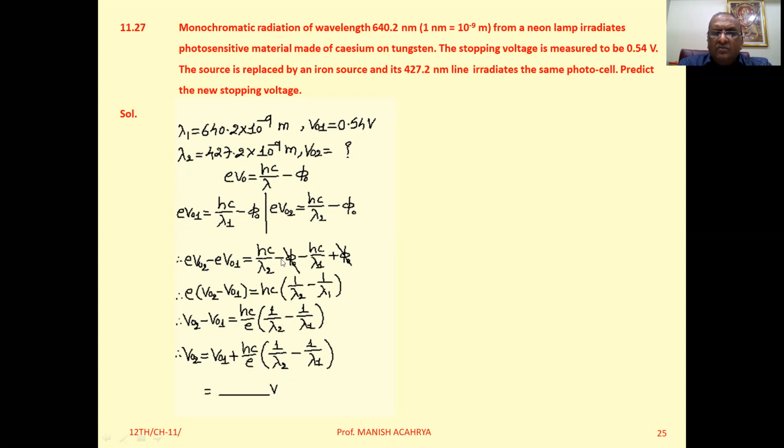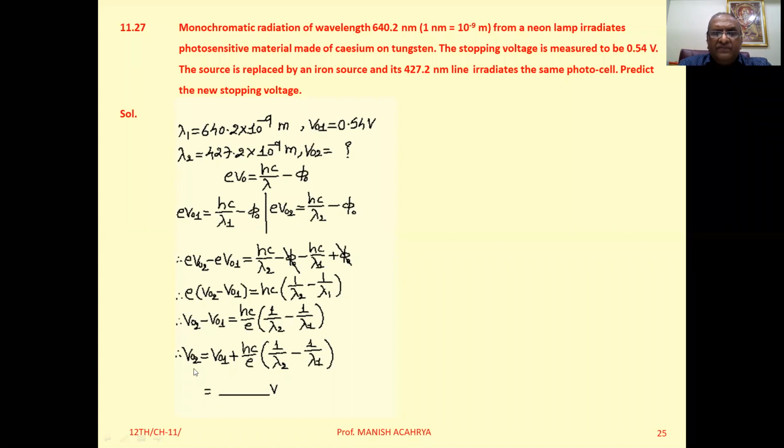SC upon lambda 2 minus 50 minus HC upon lambda 1 plus 50. Then on the left-hand side, take E common. So V02 minus V01, that is, now on the right side take HC common. So 1 upon lambda 2 minus 1 upon lambda 1. Now V02 minus V01, that is HC by E into 1 upon lambda 2 minus 1 upon lambda 1.